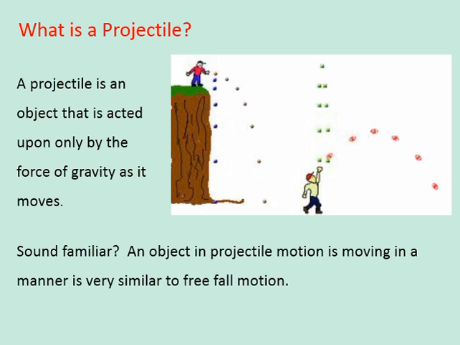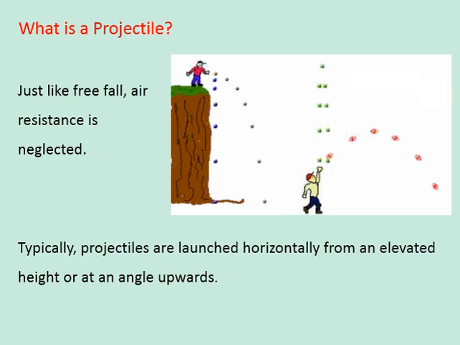So first, let's define a projectile. A projectile is an object that's acted upon only by the force of gravity as it moves through the air. That should sound familiar. It should sound very much like free fall. And that is because an object in projectile motion moves in a very similar manner to free fall motion. Just like free fall, we neglect air resistance.